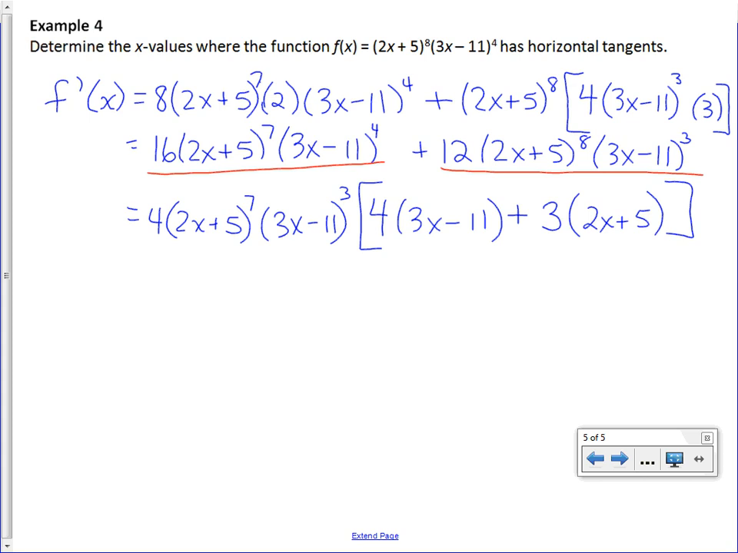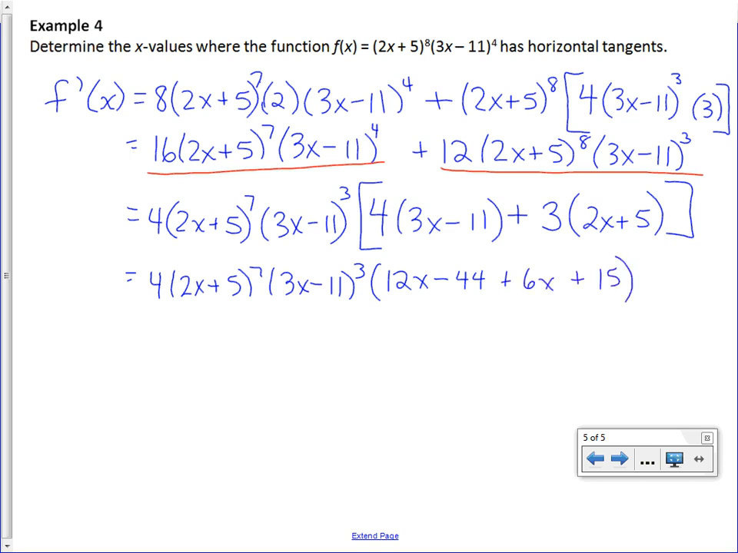Expand just in the square brackets, because again, it looks nice, but it's not as clean as it can be. Can I get this to look like another linear factor? If I expand and collect, it should be another linear factor. There's lots of copying that happens. So 4 times 3x, 12x. Don't do all the hard stuff and then forget to distribute correctly. 4 times negative 11, negative 44. 3 times 2x, 6x. 3 times 5, 15.